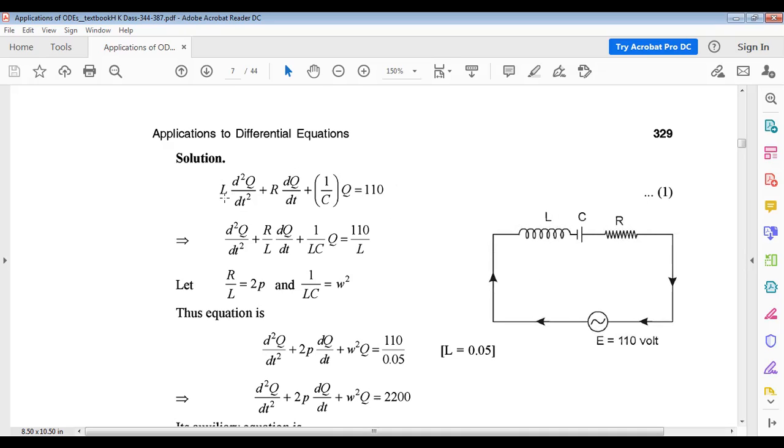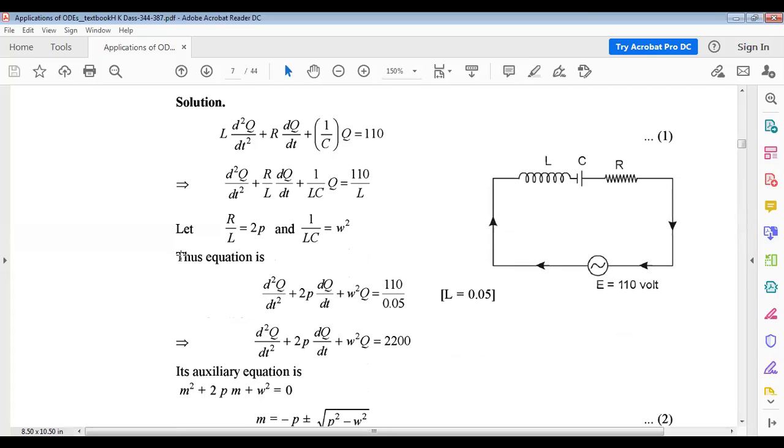Then the circuit problem differential equation will be this: L d square q by dt square plus R dq by dt plus 1 by C q equals 110. Understand? This is equation number 1. Dividing by L on both sides, we get this. We will proceed with a similar process.